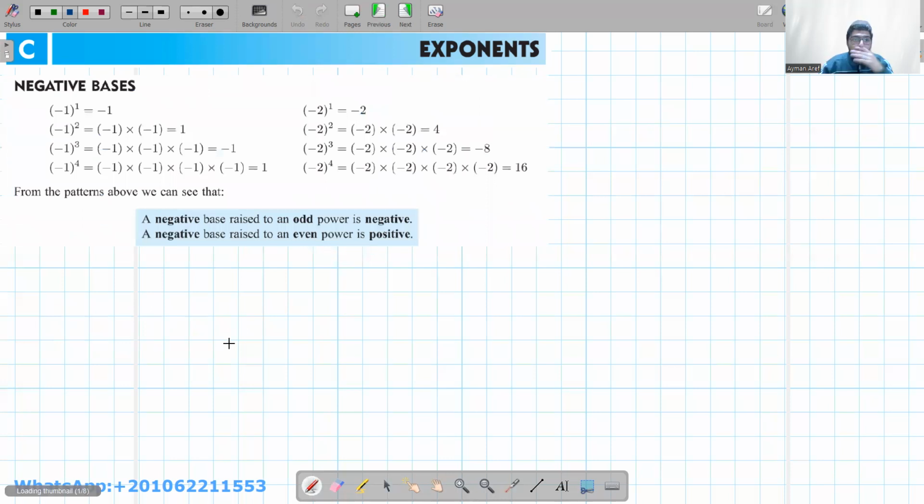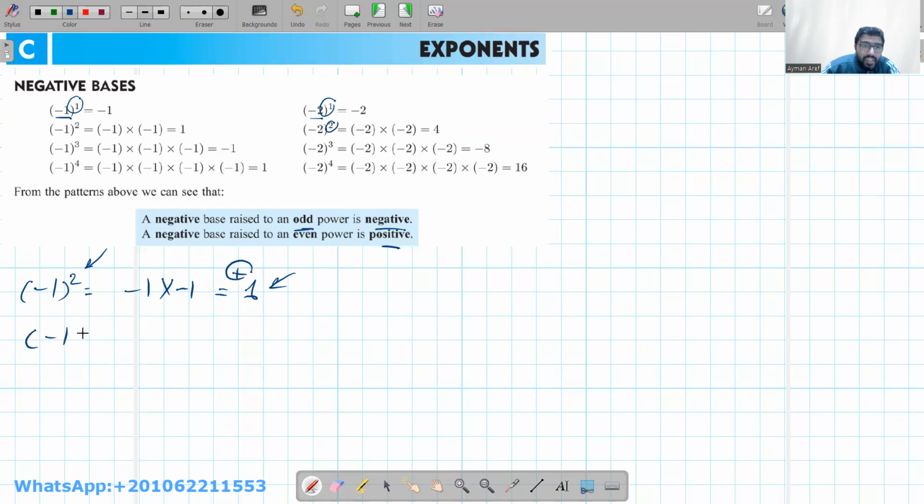Then, what about negative bases? If you have -1 or -2, and it's raised to the power 1, 2, 3, 4: if it's to an even power, the result should be positive. If it's raised to an odd power, it becomes negative. For example, here we have -1 power 2. Is this even or odd? Even, right? Then -1 by -1 becomes 1, so the result should be positive, right?